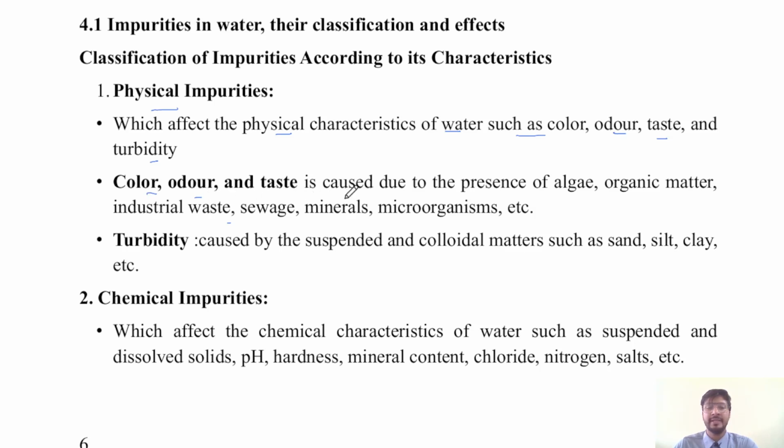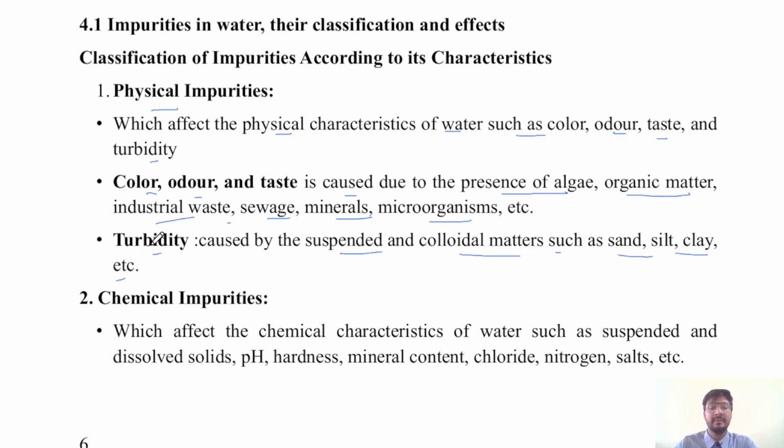Color, odor and taste are caused due to the presence of algae, organic matter, industrial waste, sewage, minerals, microorganisms, etc. And turbidity is caused by suspended and colloidal matter such as sand, silt, clay, etc. Ever seen river water after heavy rainfall? That murkiness is turbidity caused by suspended solids.